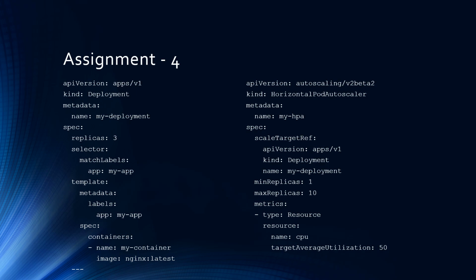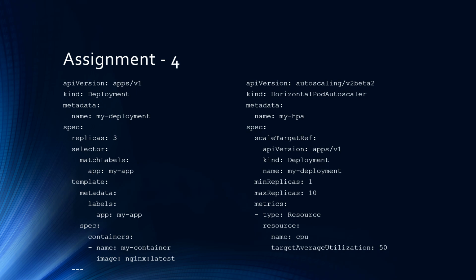This assignment introduces you to two crucial YAML configurations that work together to create a scalable application. Let's analyze the deployment configuration first. We're creating a deployment with 3 replicas, which is a good starting point for ensuring high availability. The selector and labels are crucial here. They're how the deployment knows which pods it manages. This is a fundamental concept in Kubernetes' declarative model.